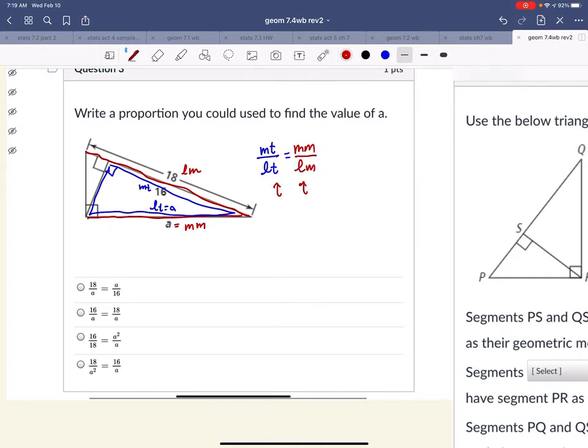Notice I stayed consistent in my measurements there, right? So just plugging this in, the medium side of teen we said was 16. The long side of teen they called A. Now looking at the red shape, the medium side of mom is A. Long side of mom is 18. All right, so this is showing you this is one of the other geometric means.